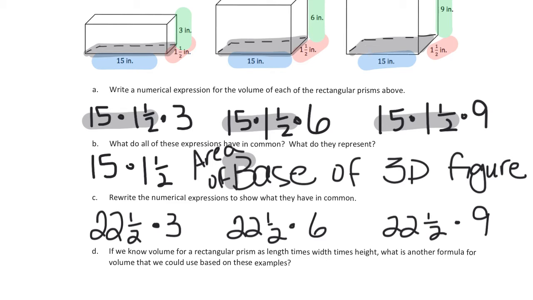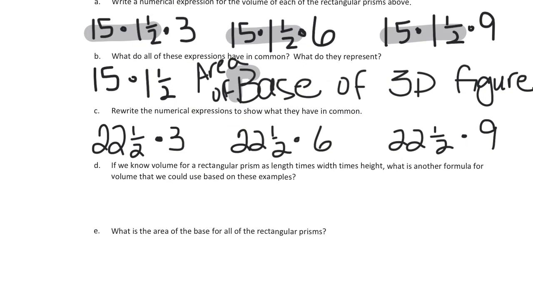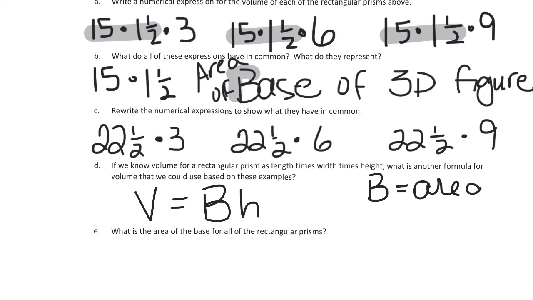And it says if we know the volume of a rectangular prism as length times width times height, that's a formula we wrote at the top of the page, what is another formula for volume that we could use based on these examples? And that formula is the area of the base times the height. The capital B represents the area of the base. So it's not a lowercase b, which is a straight line, like we looked at with our parallelograms and our triangles.